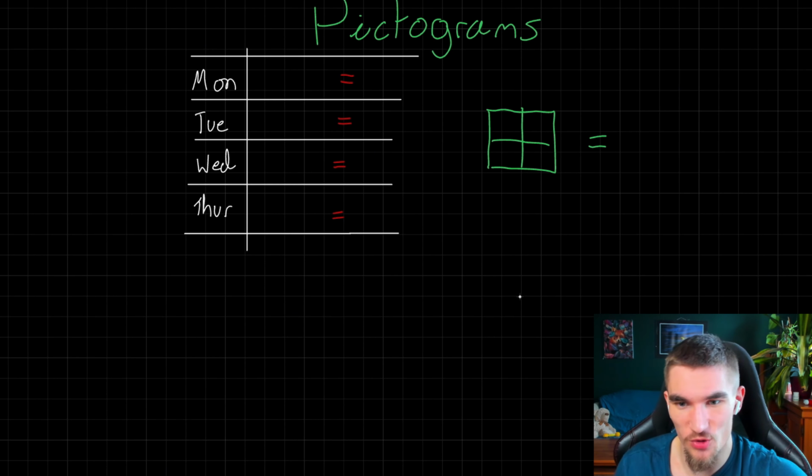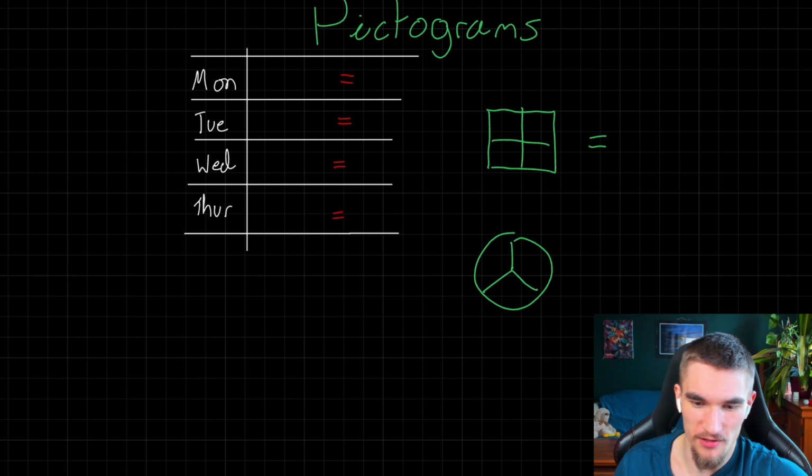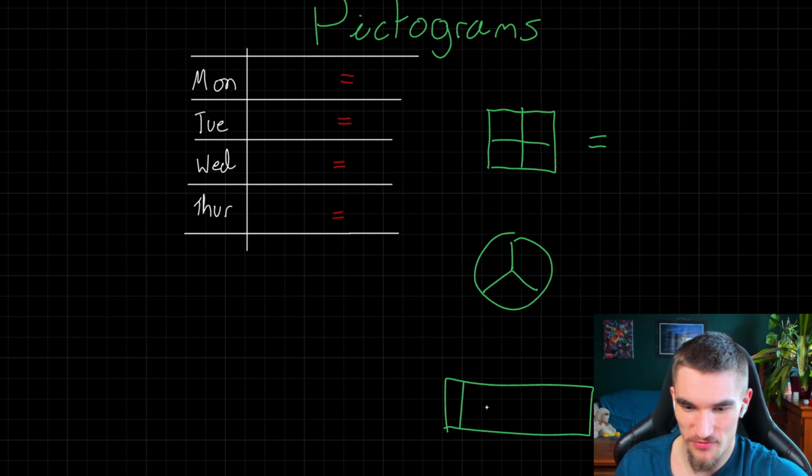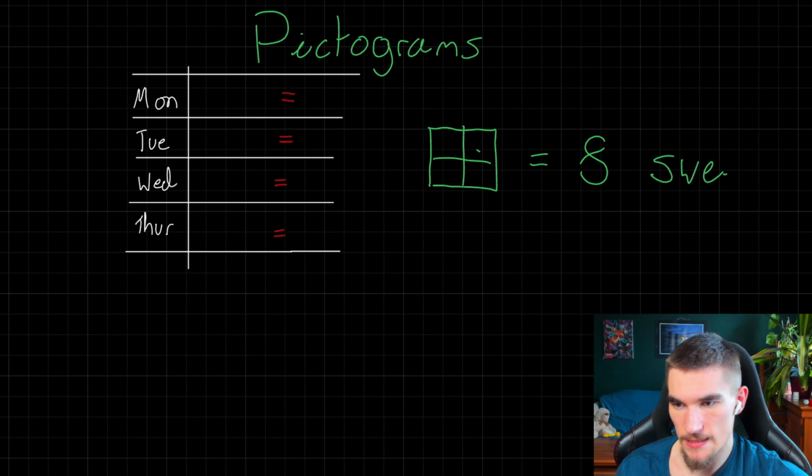And just to show you, you could also do a circle with only 3 parts, right? You could do a rectangle with this many parts, right? You can do whatever you want for pictograms, and it depends what the question is. It represents 8 sweets, right?